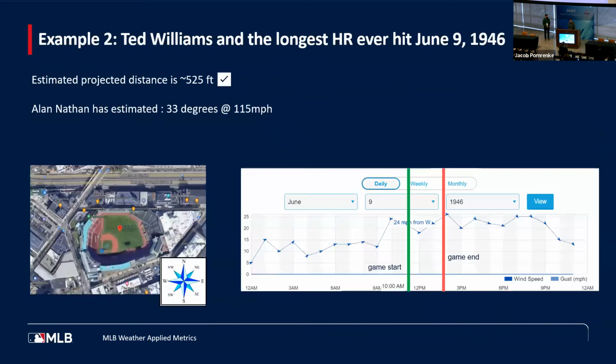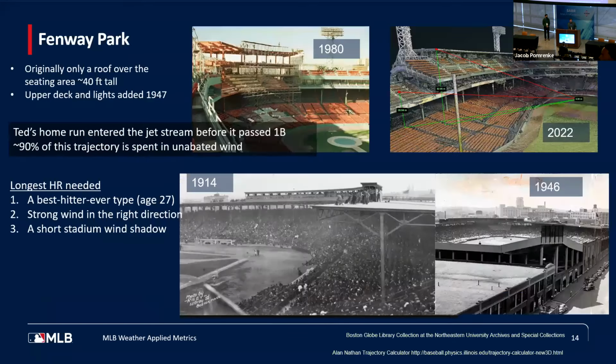So what you look at is the wind that day, June 9th, 1946. This is a doubleheader that they started before noon because they don't have lights at Fenway Park. The wind is going pretty consistently 24 miles an hour from the west to the east. That's a perfect tailwind for a trajectory to right field. But remember the wind shadow of the park. How can that affect the home run by that much?